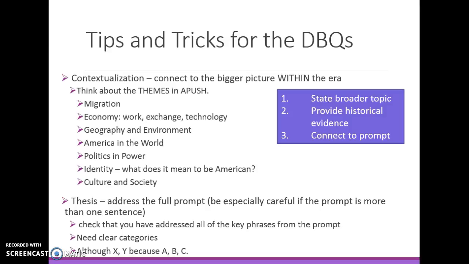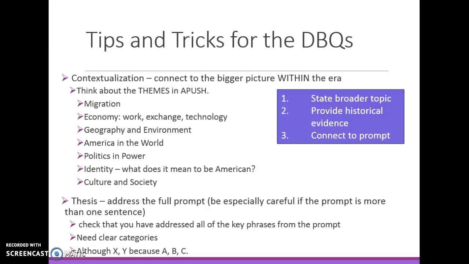State the broader topic, okay, Industrial Revolution or Great Migration, and then provide historical evidence. Define what that movement was. Give me some specific evidence, like a specific law or a person or a statistic, anything that could explain it. And then the last part is you've got to connect that broader topic that you mentioned. Demonstrate how it's connected, or how it fits within the picture of the prompt that you're asked to write about. A 3-step process.